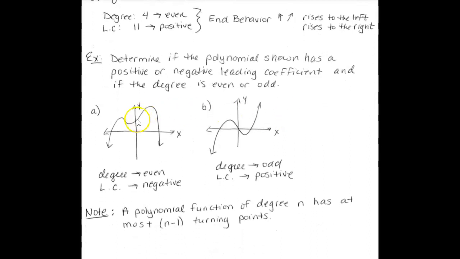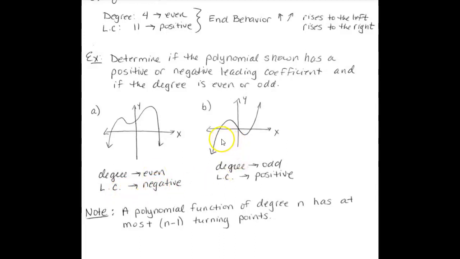So if we're given a graph, determine if the polynomial has a positive or negative coefficient and if the degree is even or odd. So if this was the graph that we're given, we notice the end behavior being down, down, or falling on the left and falling on the right. So that would mean the degree would be an even number and the leading coefficient would be negative.